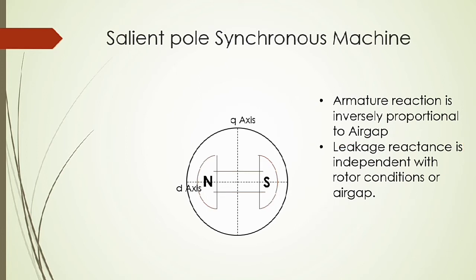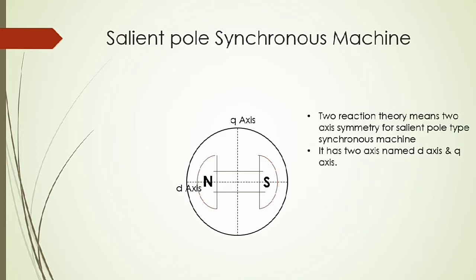Okay, so that's why this happens actually. So the next is, what do you mean by two reaction theory? So now we talk about two reaction. What is two reaction actually? Two reaction theory means two axis symmetry for salient pole type synchronous machine. That means two reaction theory tells that single axis symmetry is not there for the case of salient pole type synchronous machine. Okay, that is the simple thing we can describe actually.